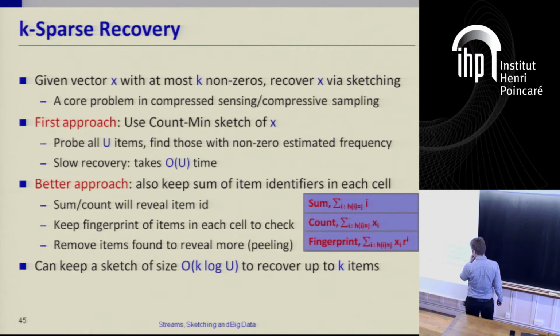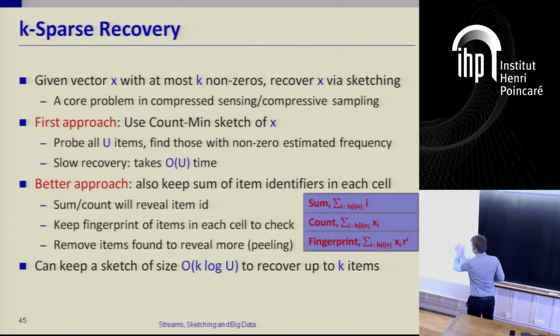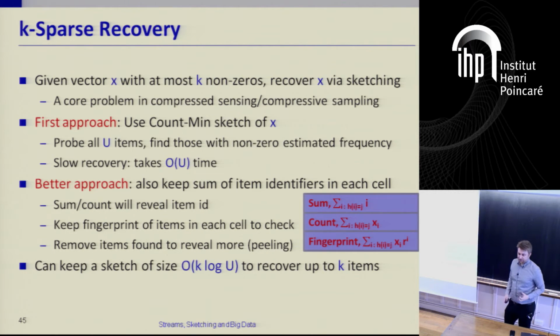I think there should probably be an I in there somewhere as well. But anyway, the sum and the count of the item identifiers and some fingerprint, like that fingerprint we did at the very start. With the idea that if you have an element that maps into a cell on its own and nothing collides with it, you can use this information to decode the item identifier.